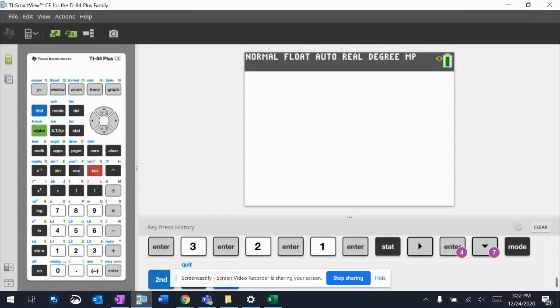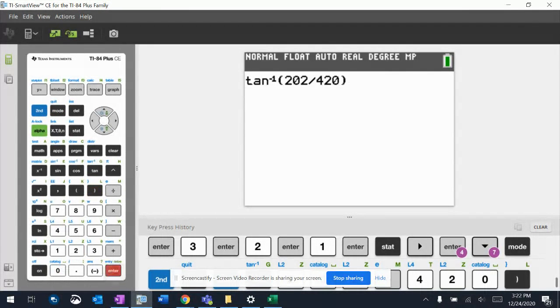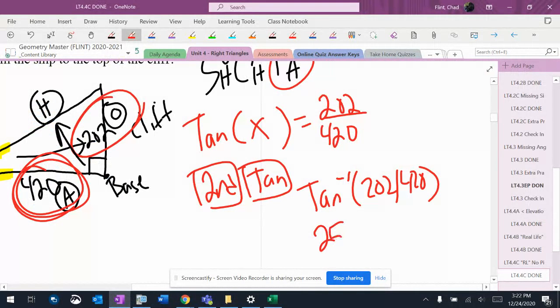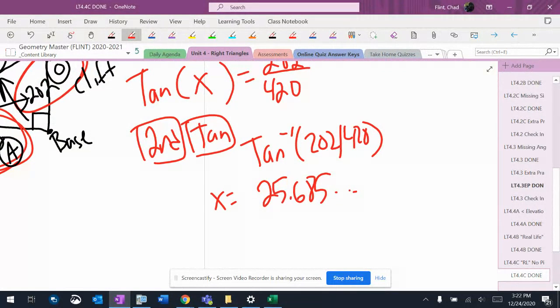So I'm going to hit second tangent, 202 divided by 420, which gives me 25.685, blah, blah, blah. It said nearest degree. That means no decimals, so I round that, which is going to be 26. 26 degrees for that angle in that problem.